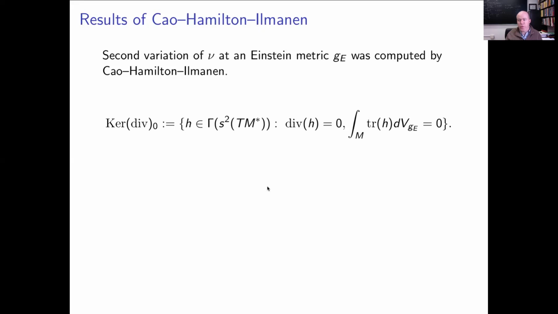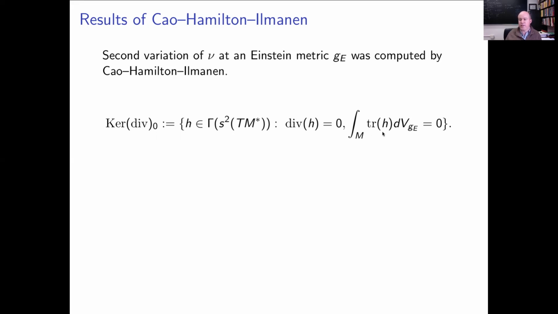To simplify their formula, they did the following simplification. They worked with the space of sections of S2 of T*M, so symmetric two-tensors on the manifold. And this should really be thought of as a choice of gauge. So choosing the divergence to be 0 and choosing the integral of the trace to be 0.